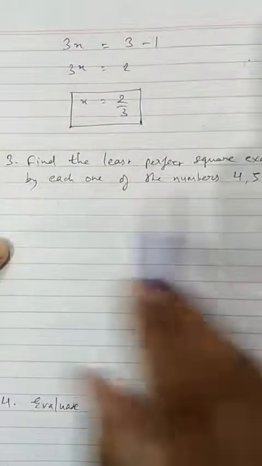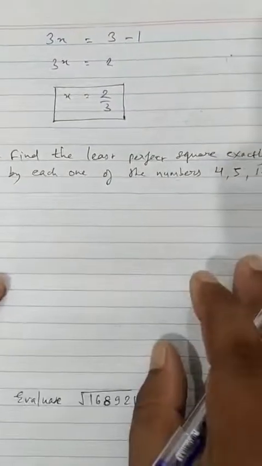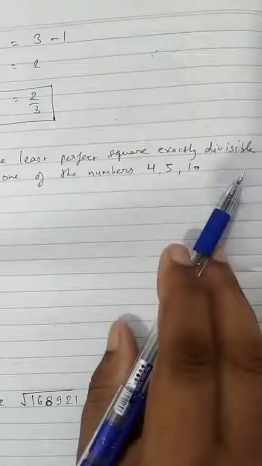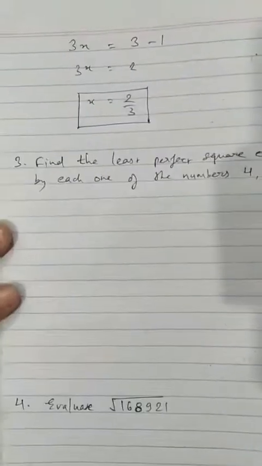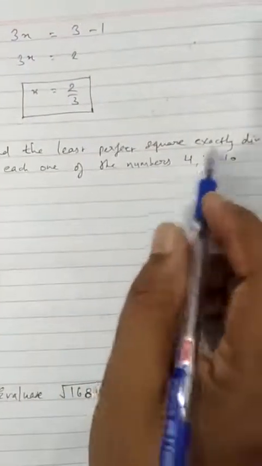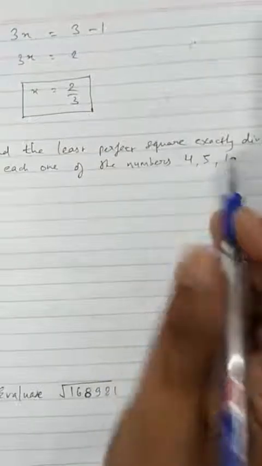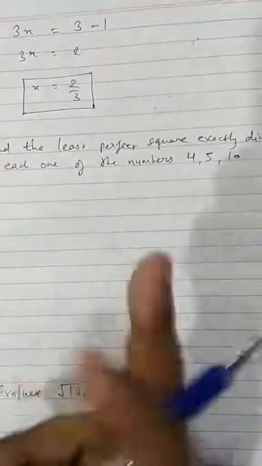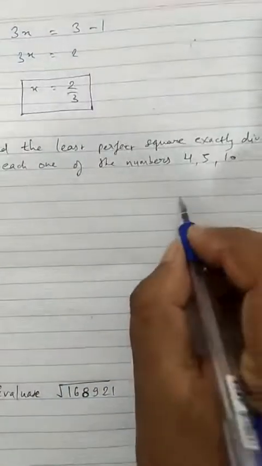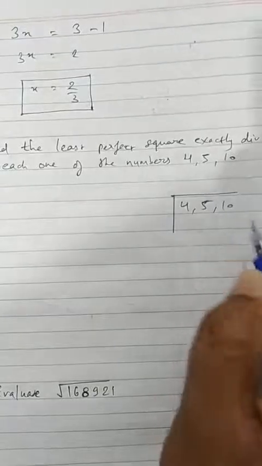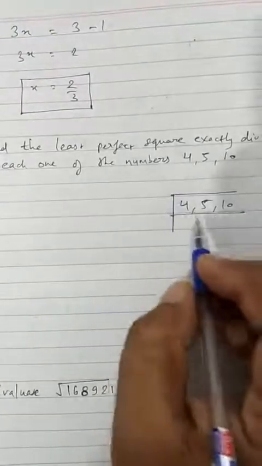Our next question is from square and square roots. Find the least perfect square exactly divisible by each of the following numbers: 4, 5 and 10. So for this we have to take the LCM of 4, 5 and 10, and that LCM will be multiplied to the unpaired numbers. 4, 5 and 10. We will start with 2.